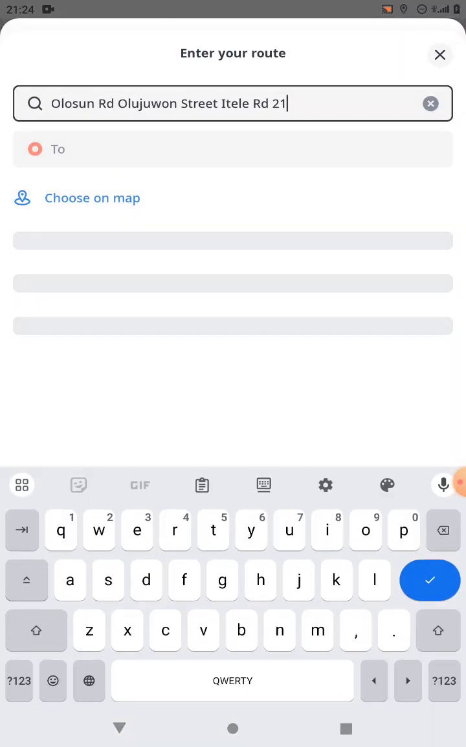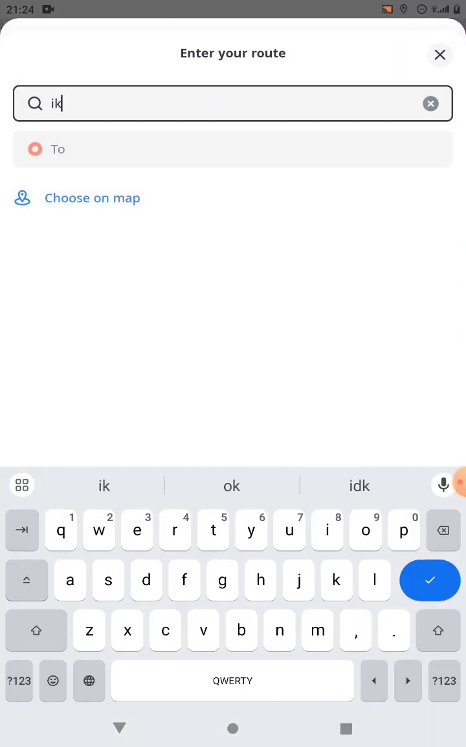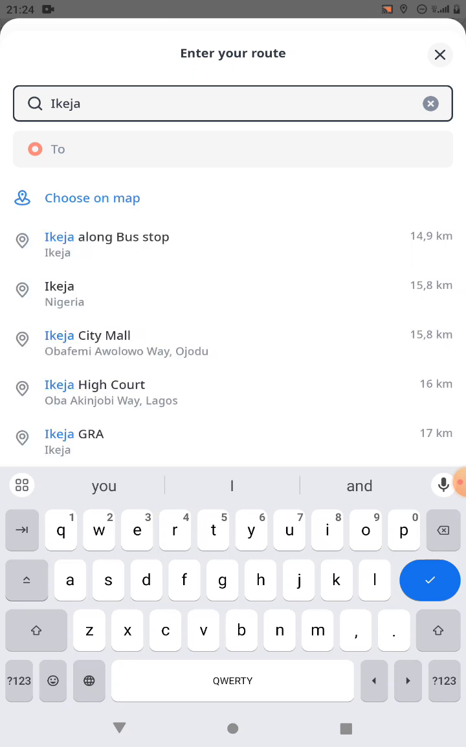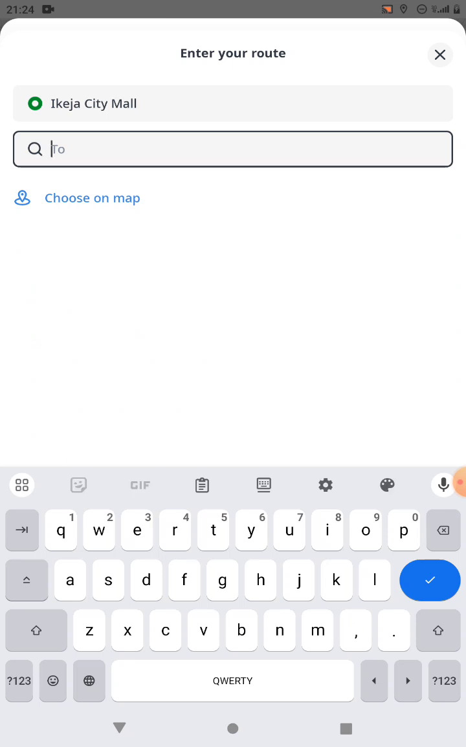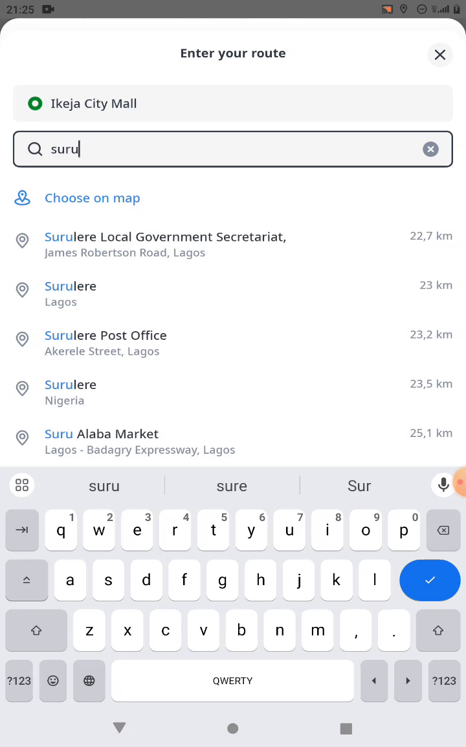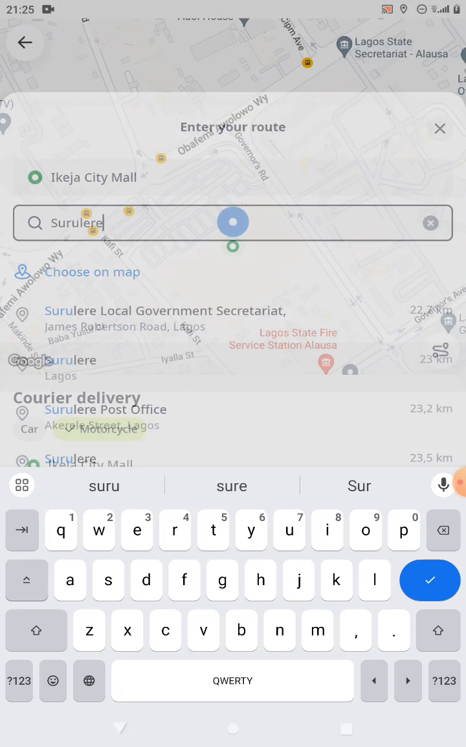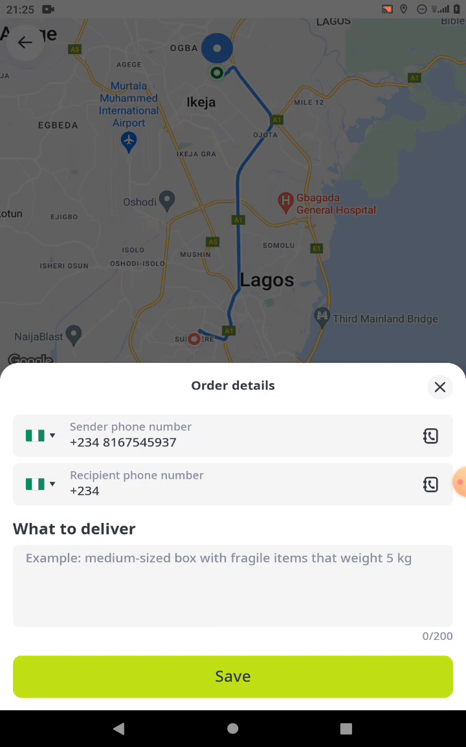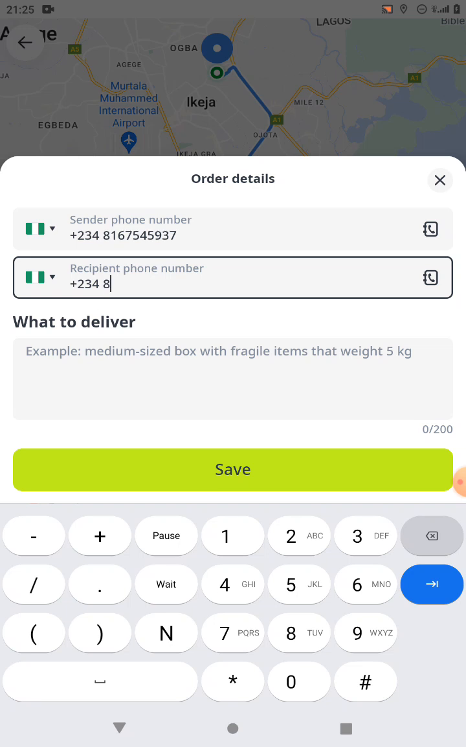Let me say you want to go. I want to make it very easy for you. Let me put a place that is very popular, Ikeja. So you are picking from Ikeja City Mall, and you are delivering to another popular place in Lagos. Let me say Surulere. Surulere is a very popular place in Lagos. So you are delivering to this place, and let me put in your number. It's 662-8640.